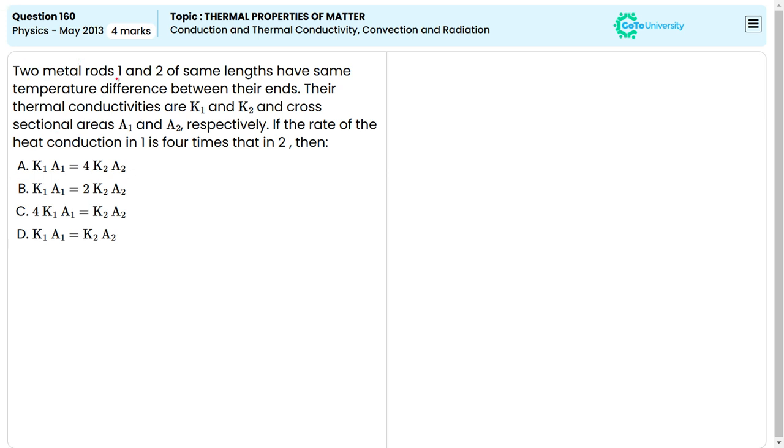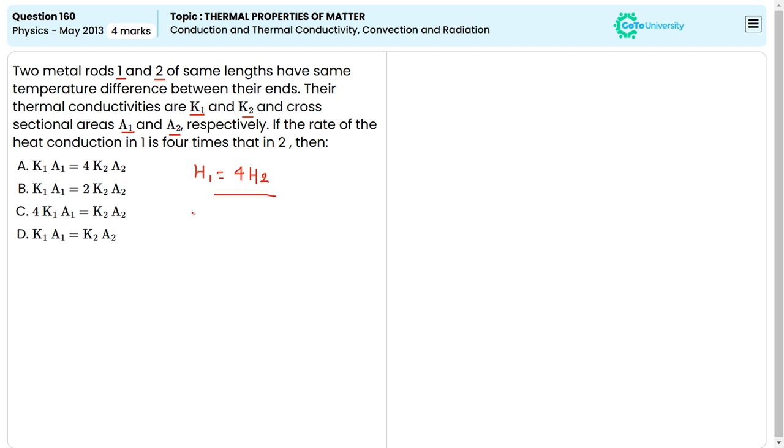Two metal rods 1 and 2 are the same length, that is L, and have the same temperature difference, delta T, between their ends. Their thermal conductivities are K1 and K2 and cross-sectional areas A1 and A2 respectively. The rate of heat conduction in 1 is 4 times that of 2. That means H1 is 4 times H2.